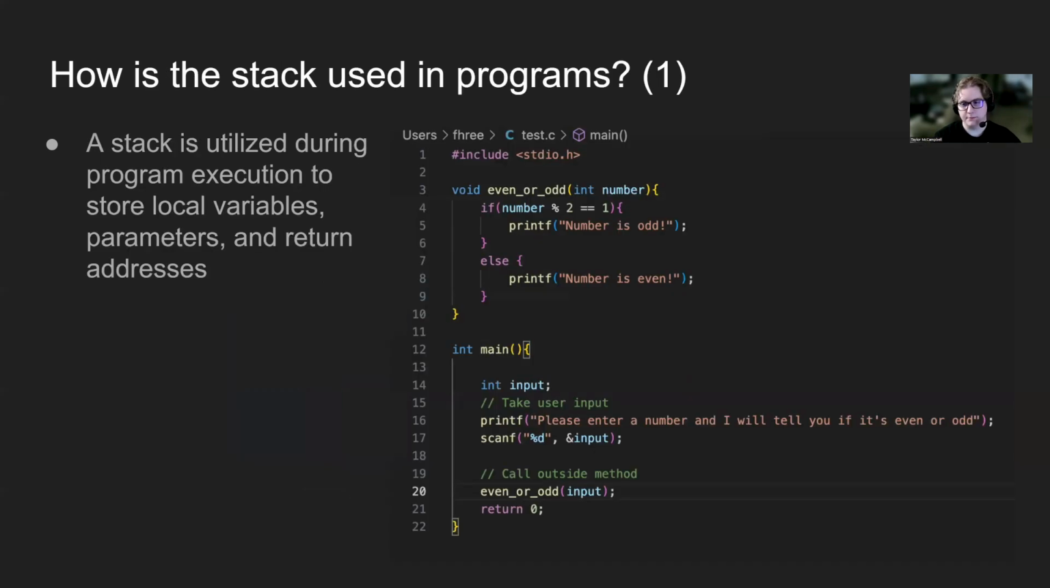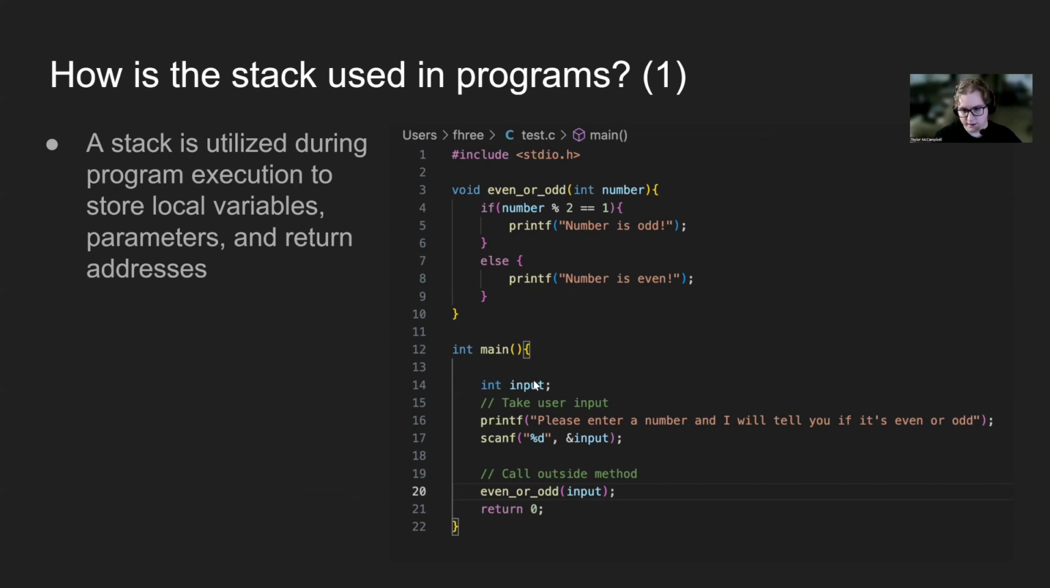So that's all fine and dandy, but how does that actually get used during the execution of a program? So we use a stack while we're running programs to store local variables, parameters, and return addresses. So in this example program that I've put here, it actually starts on line 12 when we run the program.